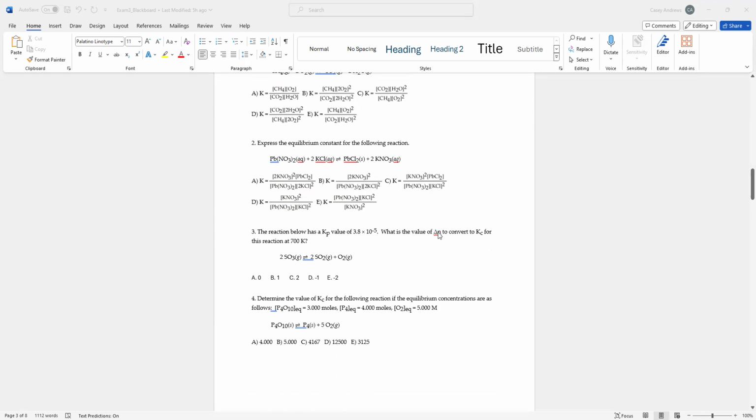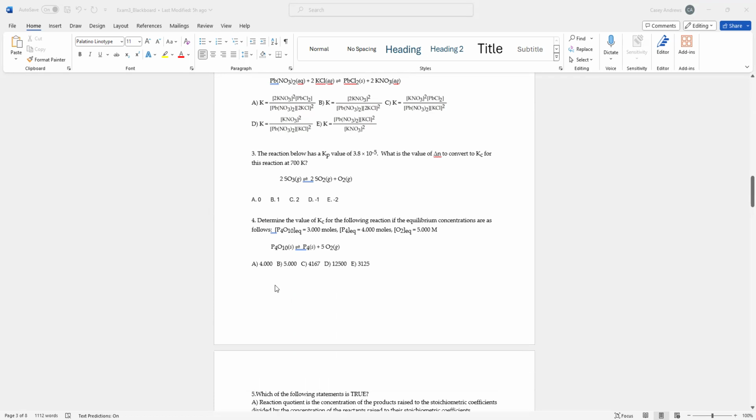All right, 3. Here we have a Kp. What is delta N? So gases, products minus reactants. 3 minus 2 is 1, so that's B. Determine the value of Kc if given.